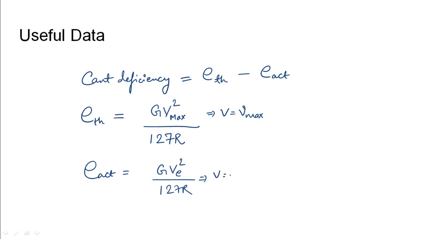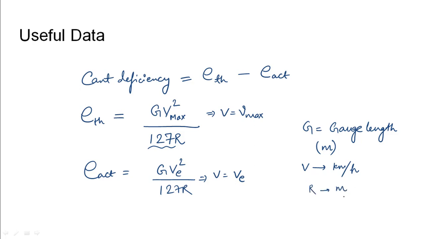For this, speed will be equilibrium speed. G is the gauge length, which should be substituted in meters. V should be substituted in the units of kilometer per hour, as the factor 127 takes care of the conversion. R should be substituted in meters, and the superelevation will be obtained in units of meter.